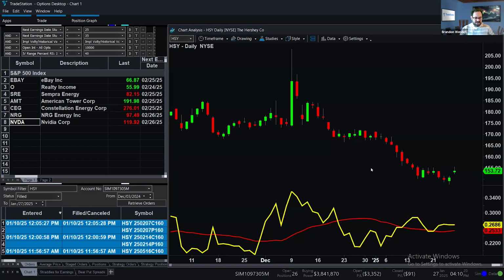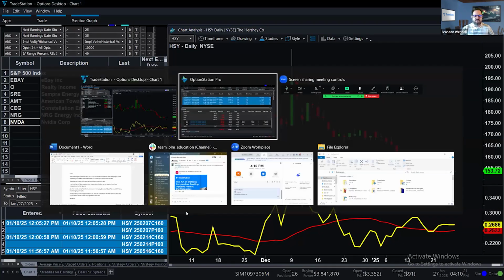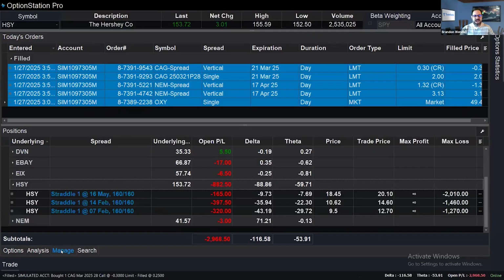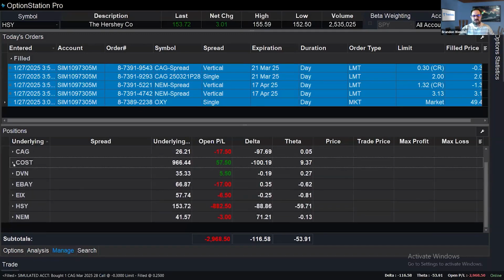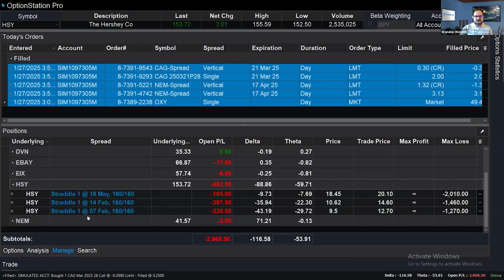And again, the ones I chose, and I'll go to my Option Station Pro, and the Manage tab is where I can see my options positions. I have several other positions available and open right now. We'll talk about those in a little bit, but it's focusing on Hershey. What you'll see is I chose February 7th, which is one day after the expiration. I chose February 14th and then May 16th.